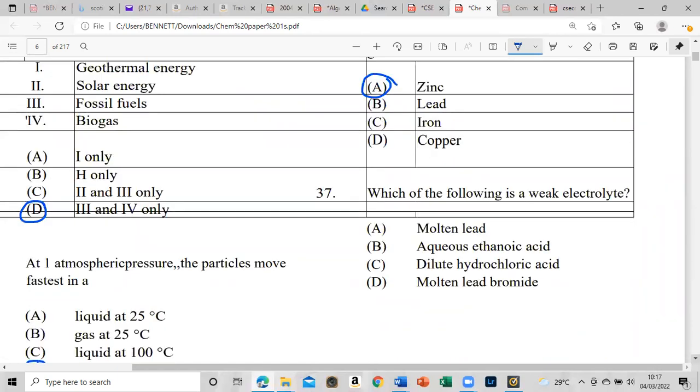Which of the following is a weak electrolyte? Is it molten lead, aqueous ethanoic acid, dilute hydrochloric acid, or molten lead bromide? And that would be aqueous ethanoic acid. So 37 is B.